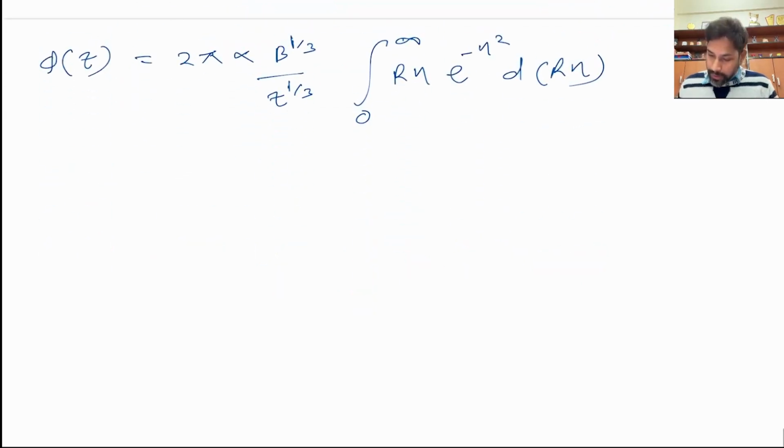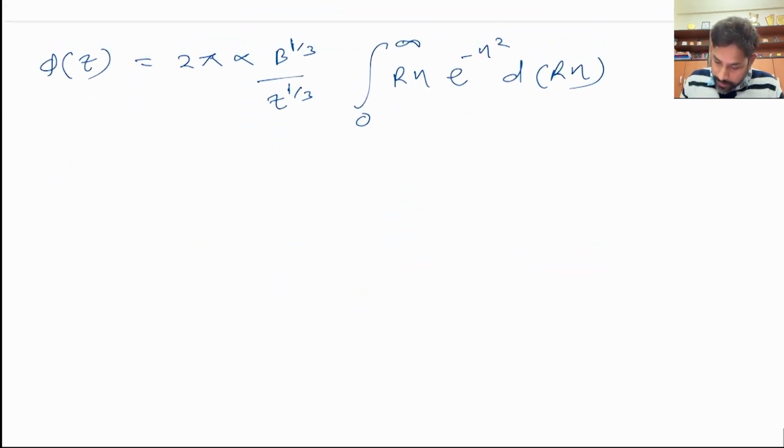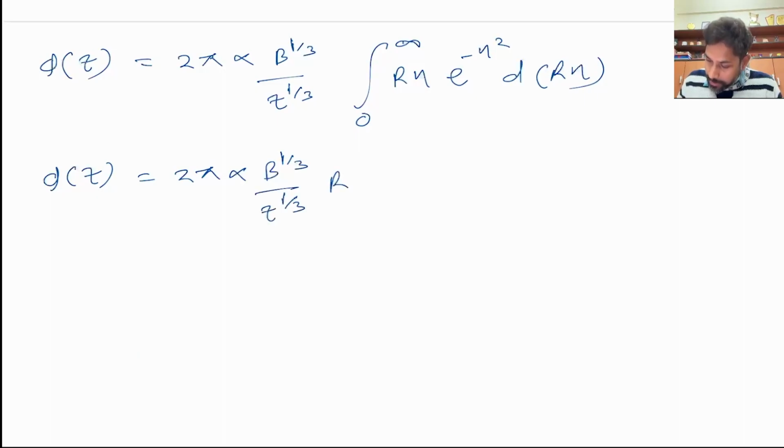Okay, where we take capital R out, because this is again not a function of small r, so this becomes eta e to the power minus eta square d eta. All right, so this is what we have got.